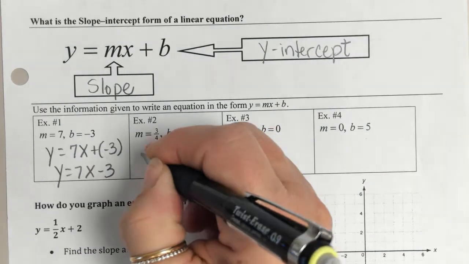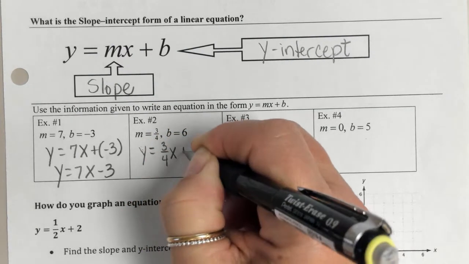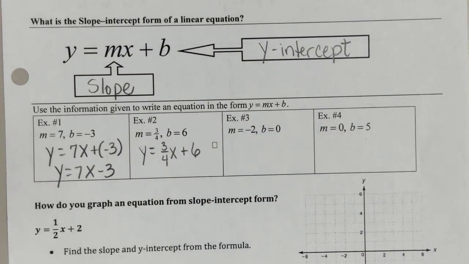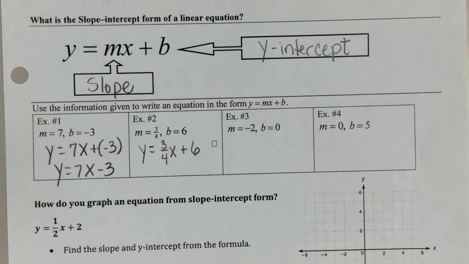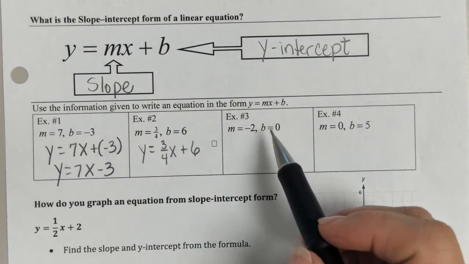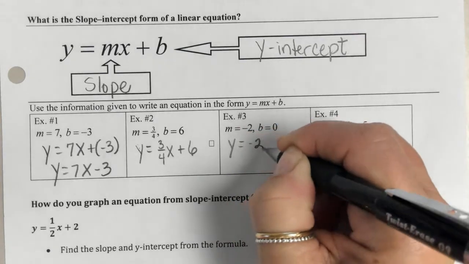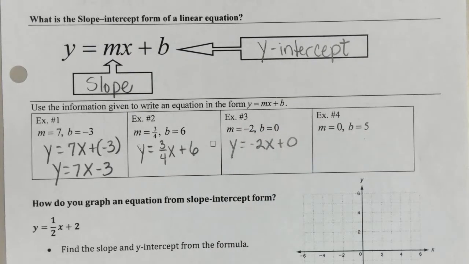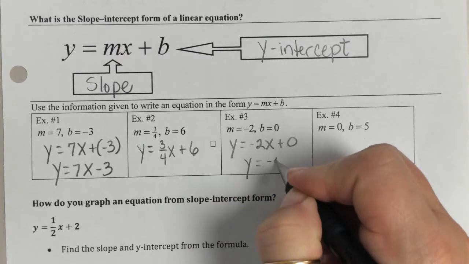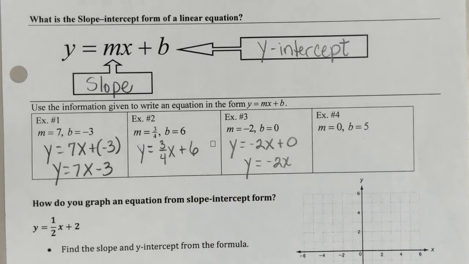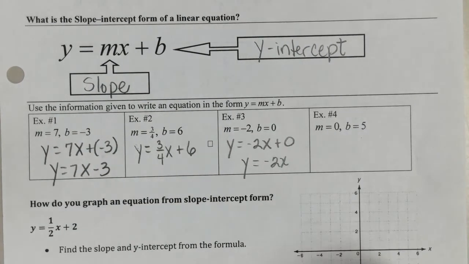All right, for number 2, again, I'm going to substitute in 3/4 for m, substitute in 6 for b, and there's my equation in slope-intercept form. Now, number 3 is a little different because you can see that your y-intercept is 0. So when you first substitute it in, you're probably going to write this, and then you're going to go, oh, wait a minute, I don't have to write that plus 0 because it's just going to be a direct variation equation. You would know that this would cross at the origin. You would know the y-intercept would be 0.